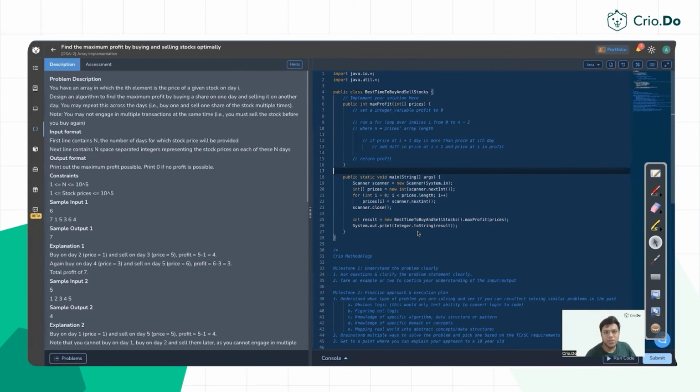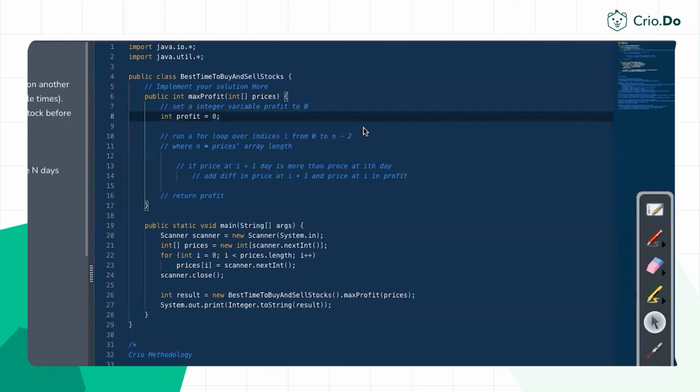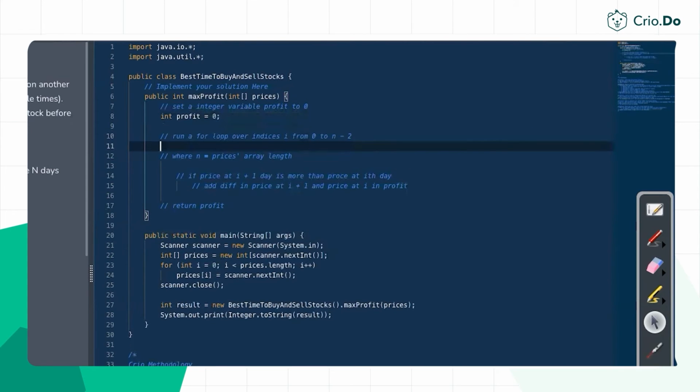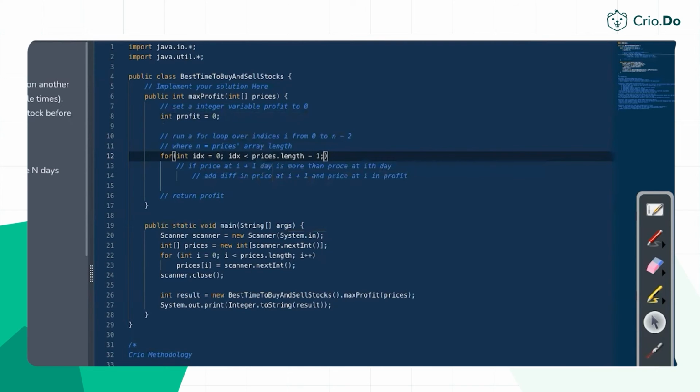Now we will be writing the code for the problem. So we are creating a profit variable initially, which is set to 0. I am writing the code in Java programming language for now. We have to run a for loop starting from index 0 and go till the second last index. That is, index will run till less than prices dot length minus 1, that is till less than or equal to n minus 2.